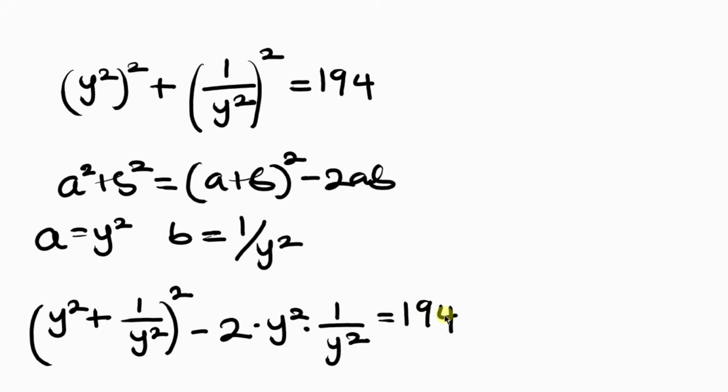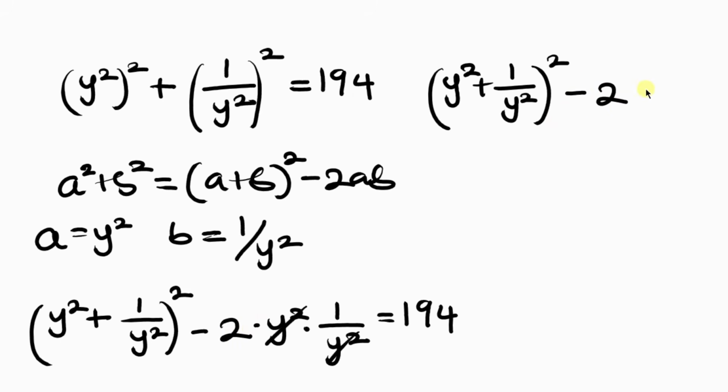Now notice something. This y^2 can cancel out this y^2. So we have the left hand side, (y^2 + 1/y^2) all raised to the power of 2 minus 2 times 1, that will be 2. And this is equal to 194.